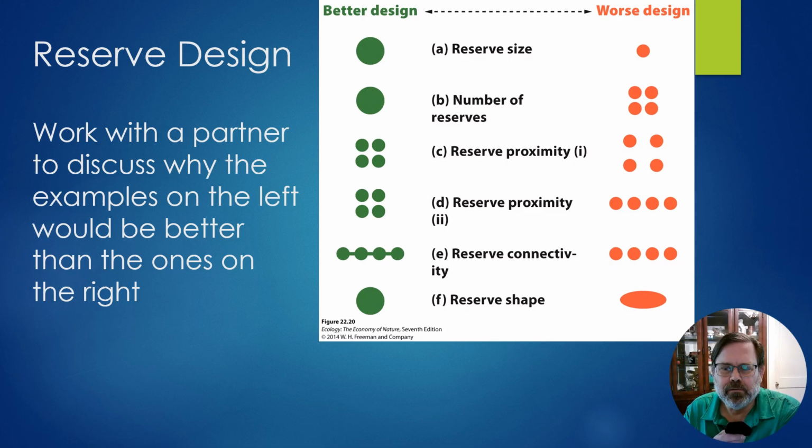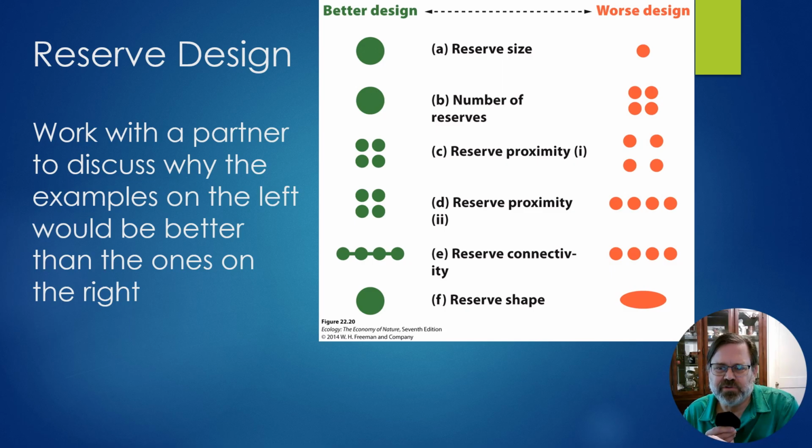A bigger island is better. Having one large one is thought to be better than several small ones. So a single large reserve is better at protecting biodiversity because each of the small reserves can only protect a few species. If they're close together, then that's better for getting them to migrate from one metapopulation to the other versus if they're further away.